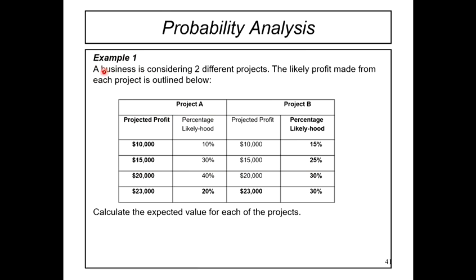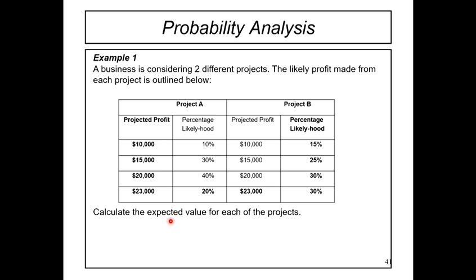Okay, let's take a look at example 1. Example 1. A business is considering two different projects. The likely profit made from each project is outlined below. So kita ada project A, kita ada project B. So sekarang kita kena determine, kita kena advise mana satu company tu patut buat, do the project A or B. So nak tahu, since dia dah bagi projected profit and percentage likelihood, okay, dia bagi probability dan dia bagi projected profit. So kita akan cari expected value lah.